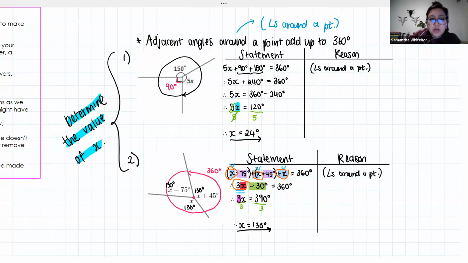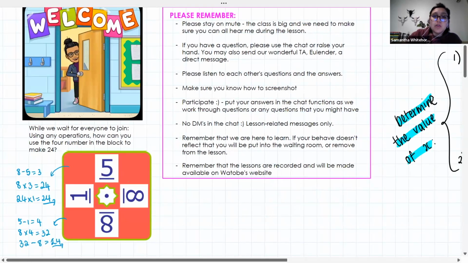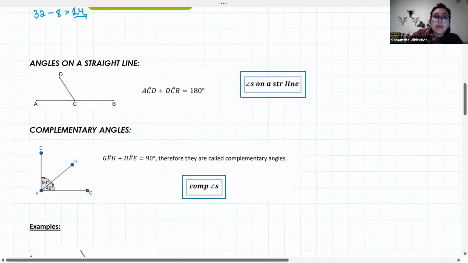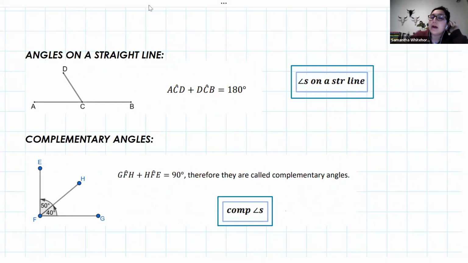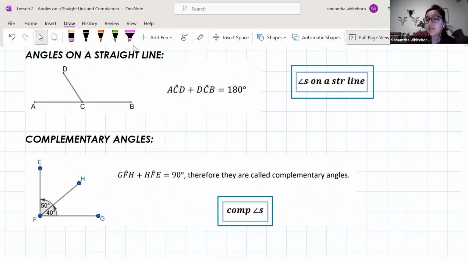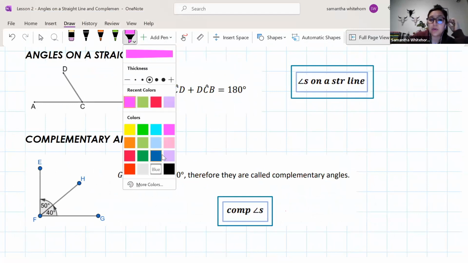All right, so I hope you've all got your screenshots here. I am moving on to our next set of reasons. I don't know if you saw, but today we're going to do 2 reasons, mostly because the second reason, complementary angles, is honestly a reason we don't use a lot, but it is one that's useful and important to know. We'll focus a little heavier on the angles on a straight line, but complementary angles is still important to know.